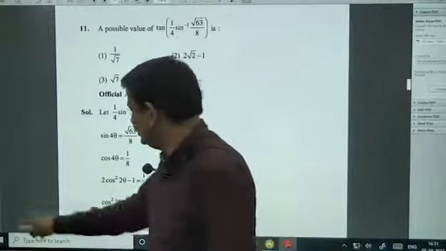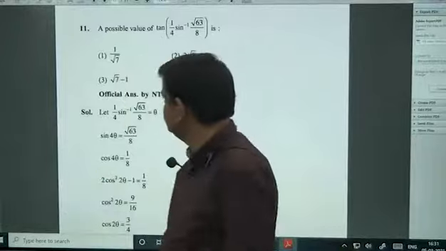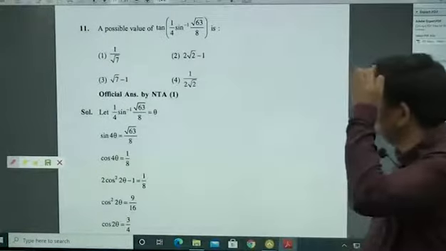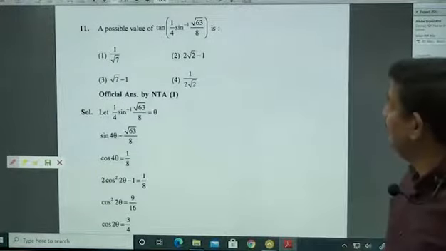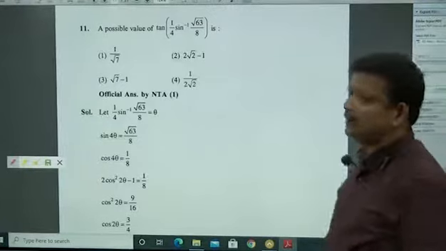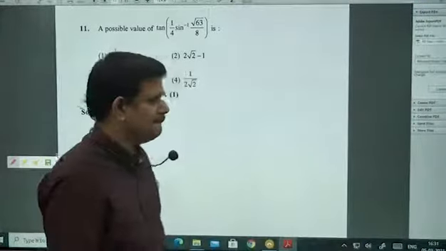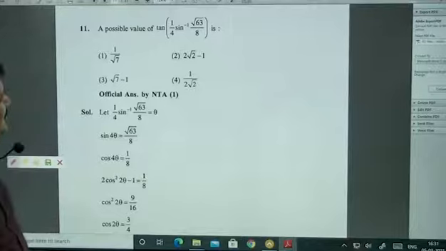Possible values of... there will be only one possible value. Are there any values? Okay, what is the value of tan of 1 by 4 of sin inverse root 63 by 8?